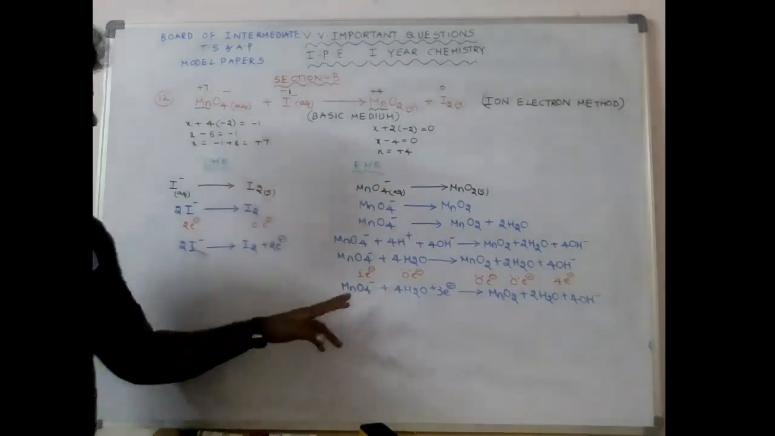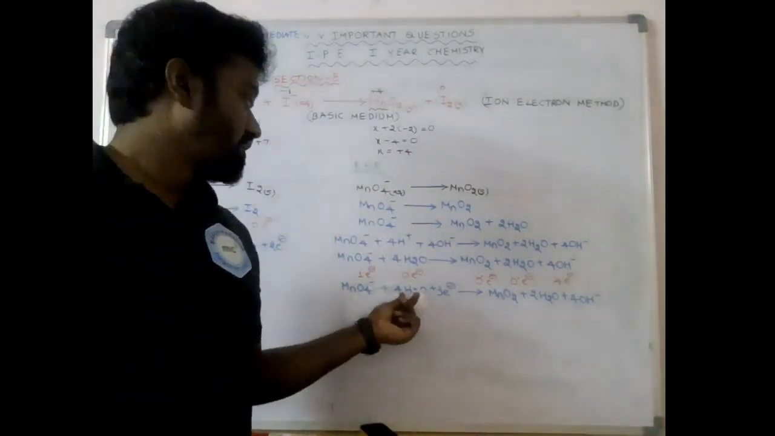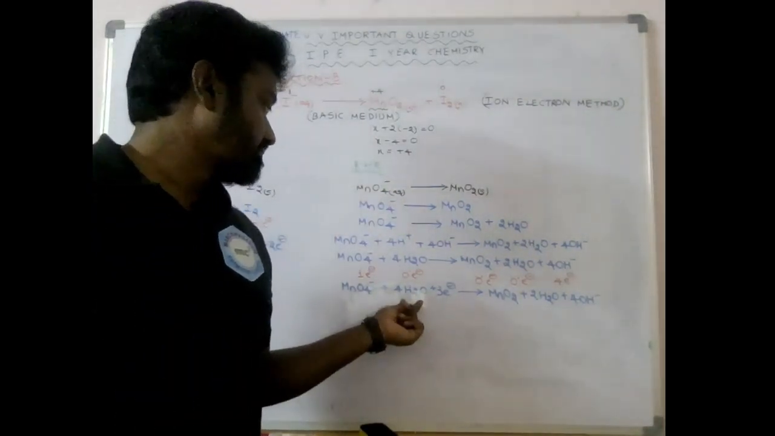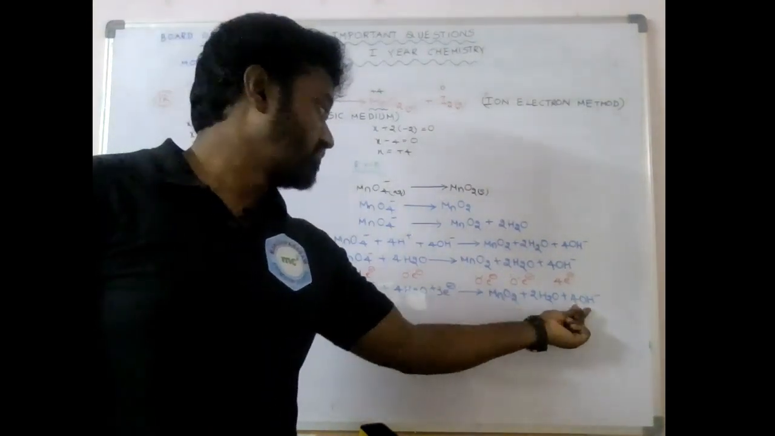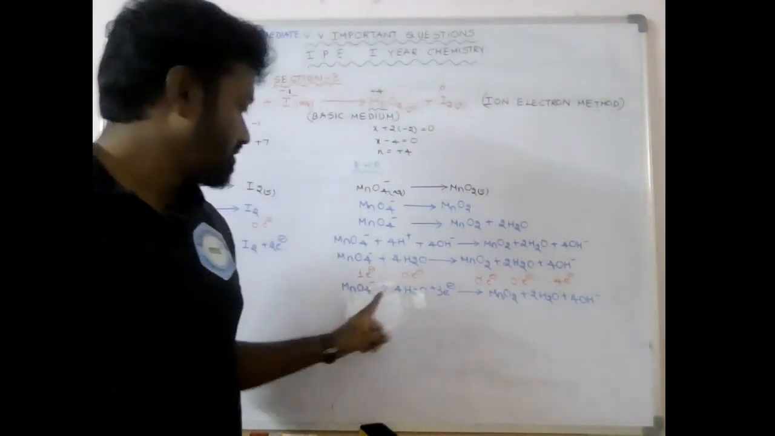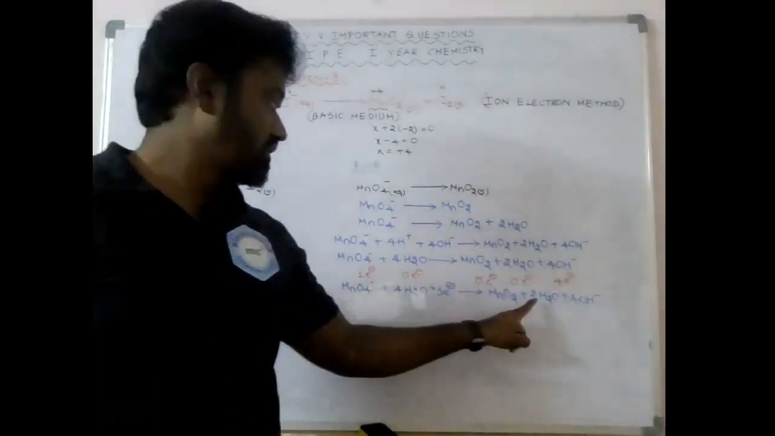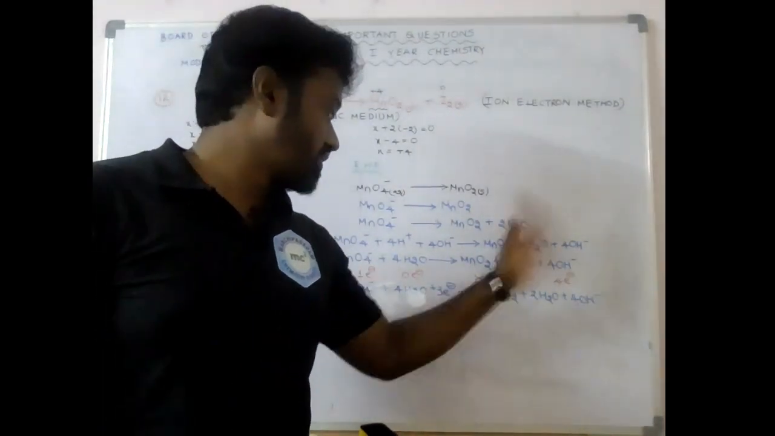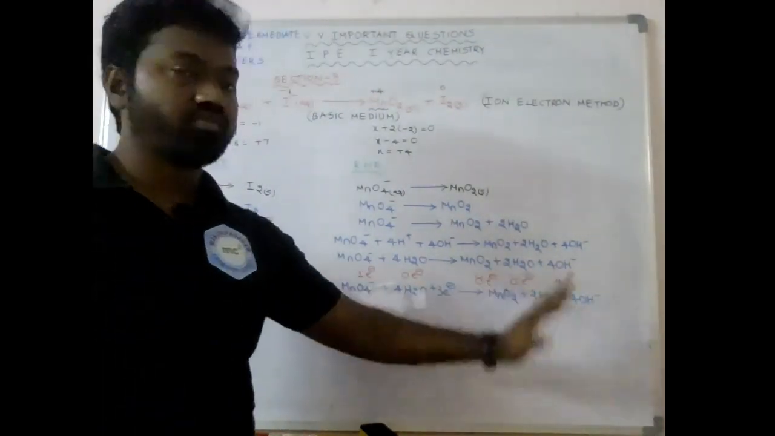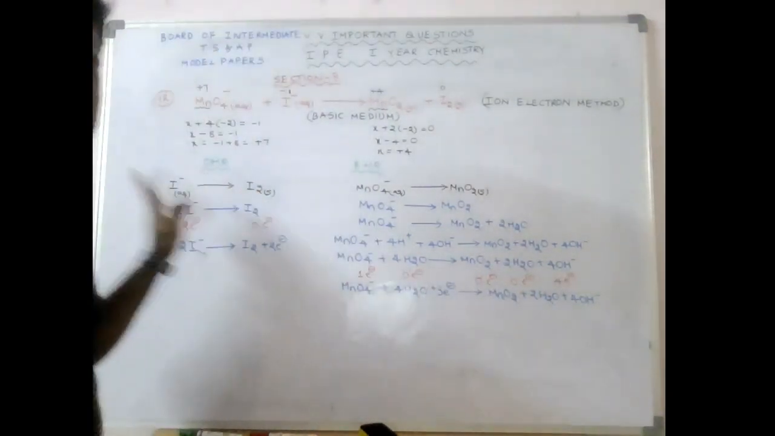Now everything is balanced. You can observe here 1 manganese, here 1 manganese. Hydrogen: here 2 twos are 4 plus 4, 8, and here also balanced. Oxygens 4 plus 4, 8, and here 2 plus 2 plus 4, 8. Electrons here 4, here also 4. In the same way, this also is balanced.